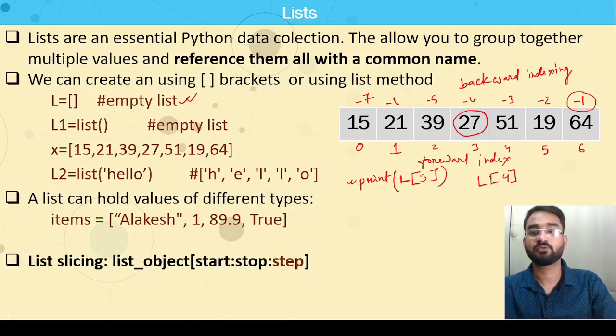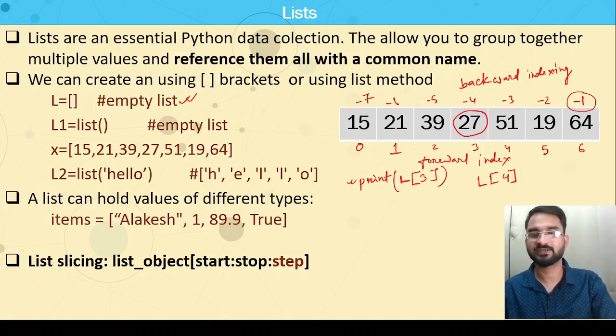We have learned how to access individual elements, but using list slicing we can access a part of the list also. Suppose I want to access these first three elements: 15, 21, 39. So this can be done using list slicing. All right, so we will get back to this list slicing in a short while.